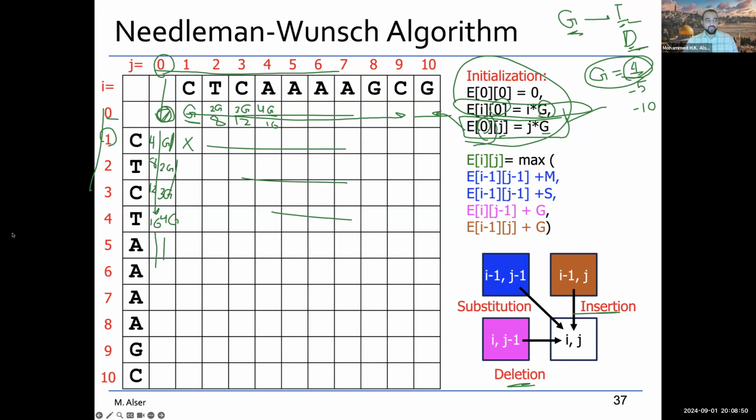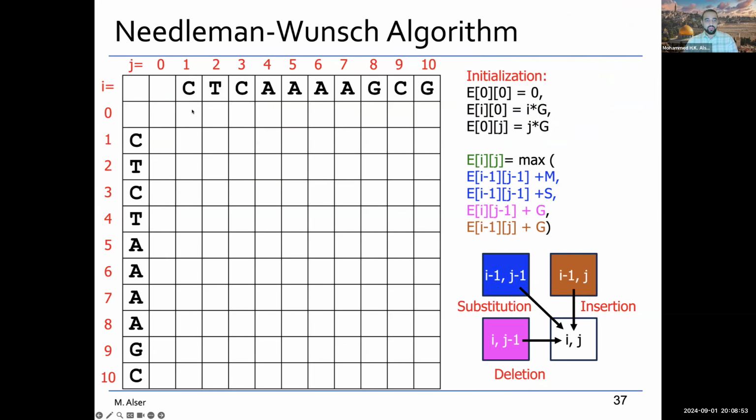Now for the other rows, let me clear the annotation to make it clear. So I assume I calculate this row and this column. Now let's fill the other cells. Imagine I'm here. I need to calculate this cell. What should I do? It's still the same legend. I need to look at this cell and that cell, exactly as I did in edit distance. However, there are differences. In edit distance, I have a value of 1 plus min, that means 1 plus the minimum of those 3 cells.